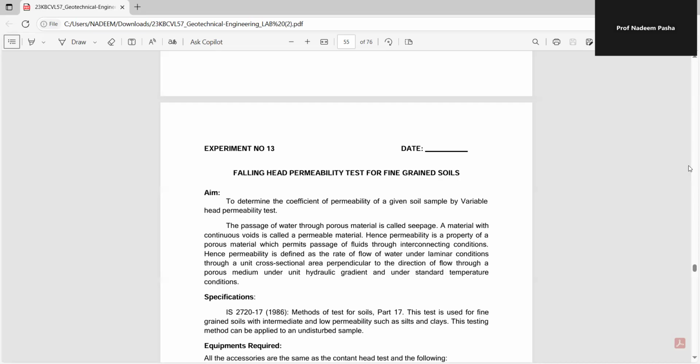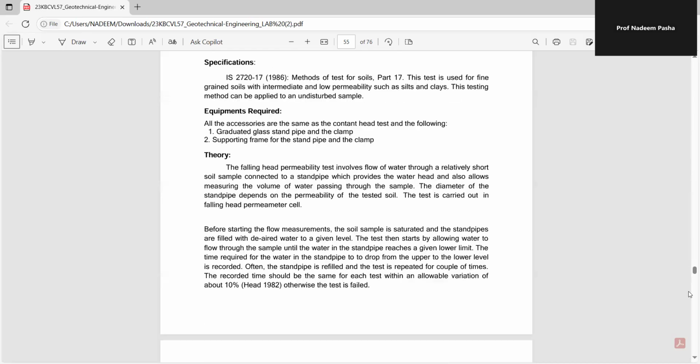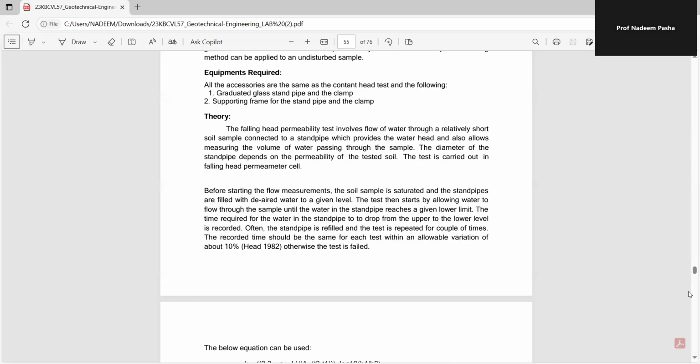So what are the specifications? We are using IS 2720 part 17, which is the methods of test for soils. This test is used for fine grained soils with intermediate and low permeability, such as silts and clays. This test method can be applied to an undisturbed sample also. So what equipment is required? All the accessories are the same as the constant head test. The same apparatus which was used for the constant head test can be used here also.